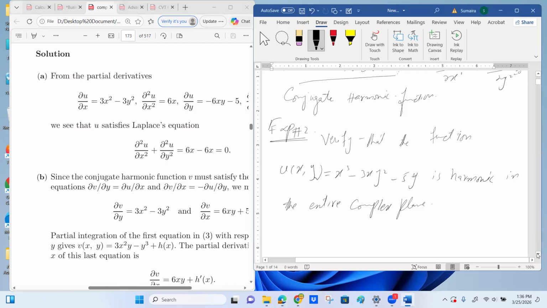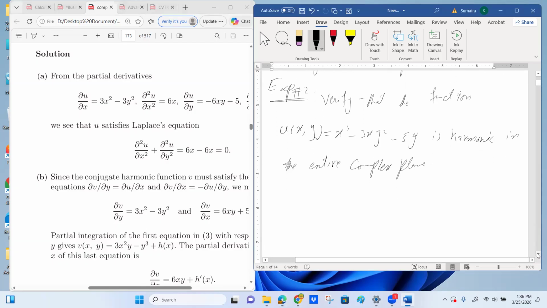Okay, now students, in the solution you will write here the function given. This is u of x y is equal to x cube minus 3 x y square minus 5y. Okay, this is the function u. And now you have to find out by taking the derivative. This is, for example, the first step: taking the derivative with respect to x.